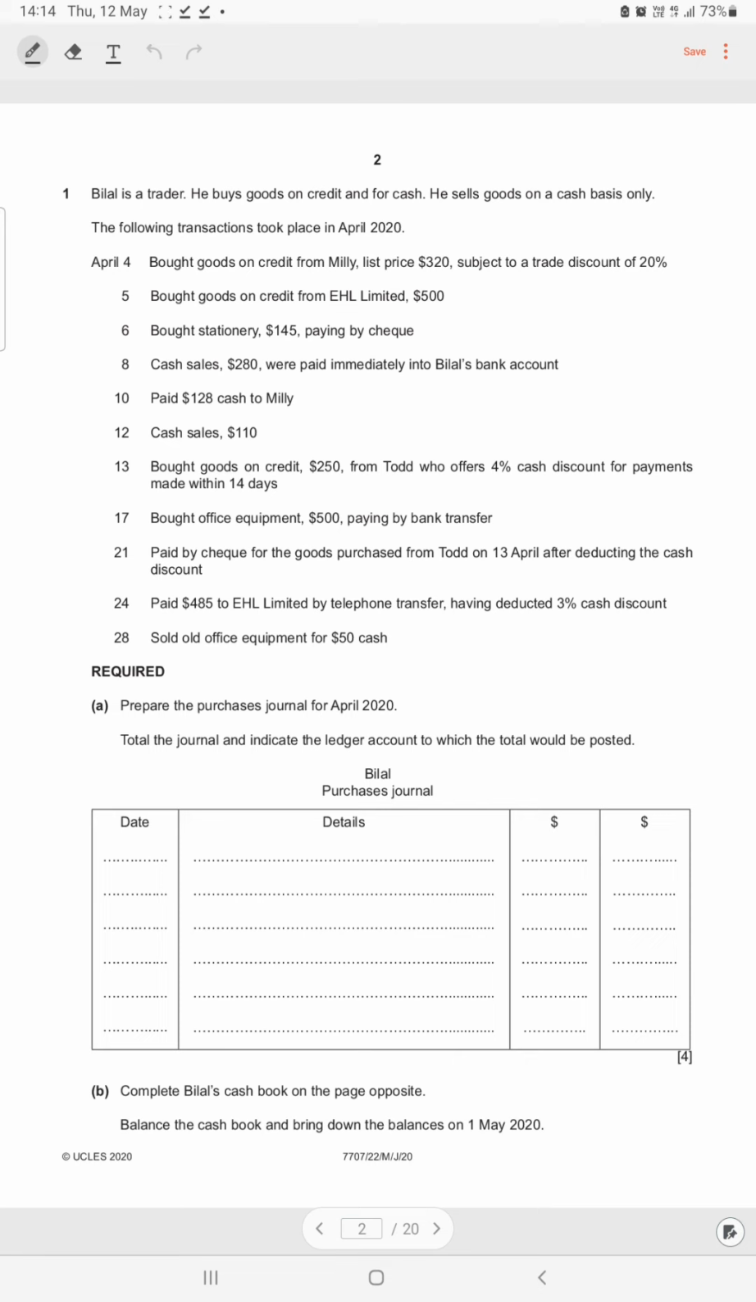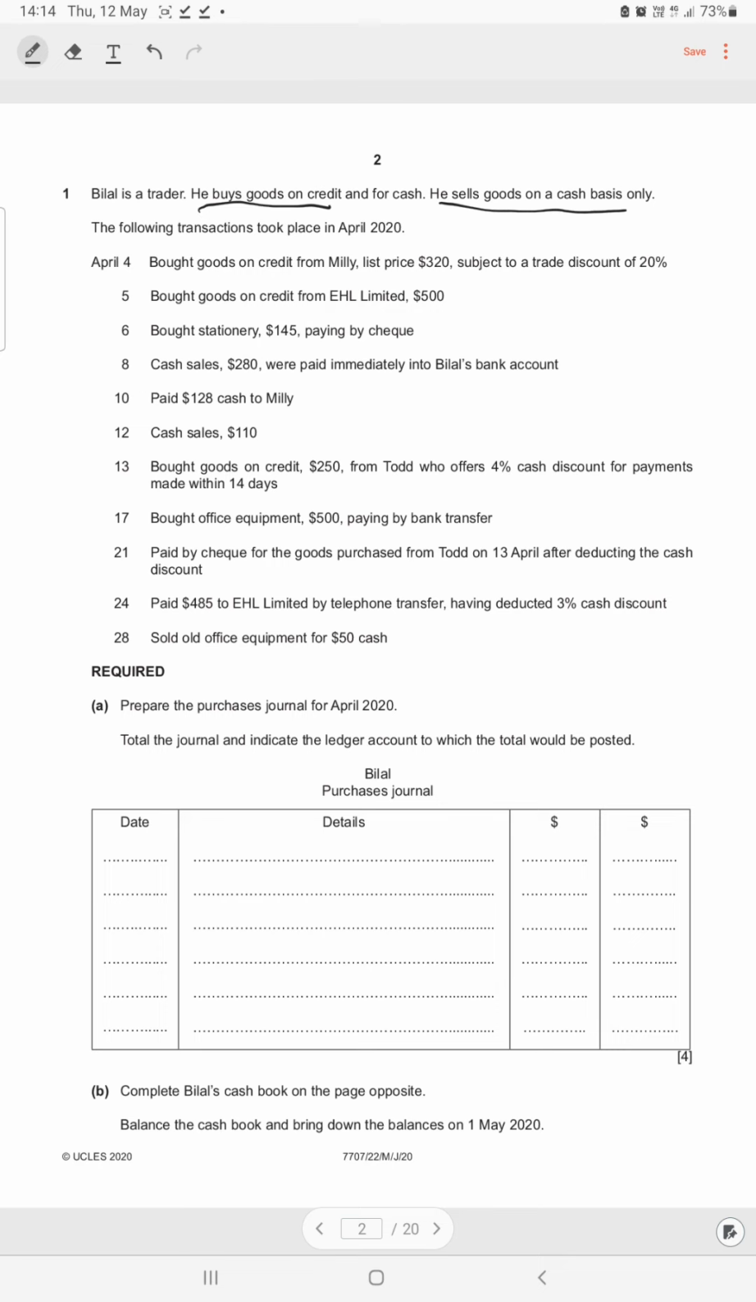Okay, so in this question we can see Bilal is a trader. He buys goods on credit and for cash. He sells goods on cash basis only. So what we can see here is while he buys on credit, he sells on cash. The following transactions took place in April 2020.